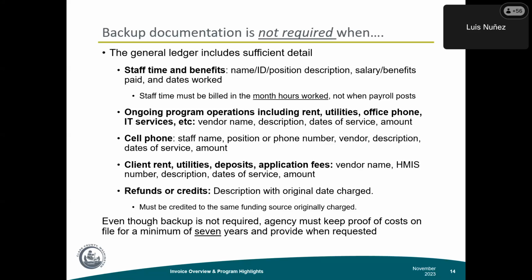For ongoing program operating costs, which are for facility rents, utilities, office phone, and stuff like that, if you provide the vendor name, the description of the cost, the dates of service, and the amount, you do not need to provide backup for those. Same thing with cell phone. If you provide staff name, the position or phone number, the vendor, the description of the cost, dates of service, and amount, no backup is required.